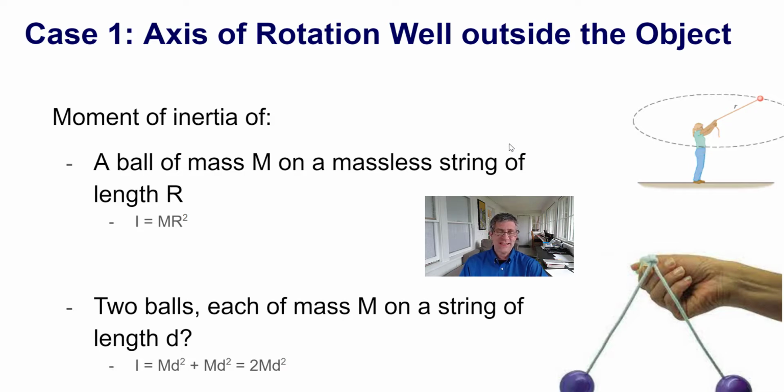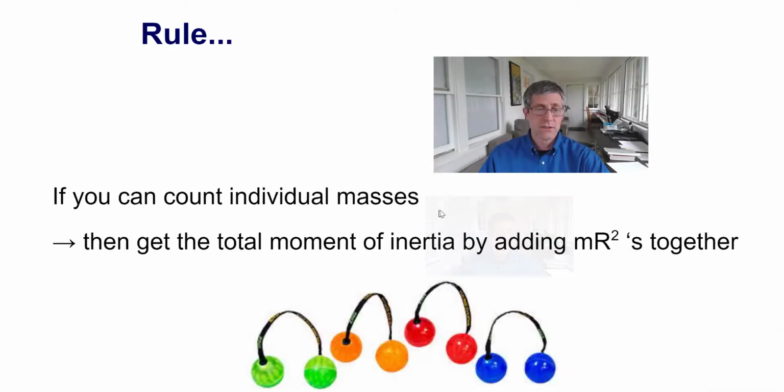So in the second case, I have some distance d, and I have two balls that I want to get swinging. I just add these together. It's the same idea as mass. If I have 2 kilograms, that's going to be twice as hard as 1 kilogram to get it to accelerate. And if I have 2 balls, it's going to be twice as hard as 1 ball. So pretty much the rule is, if you can count things, then you just add together individual mr squared terms.